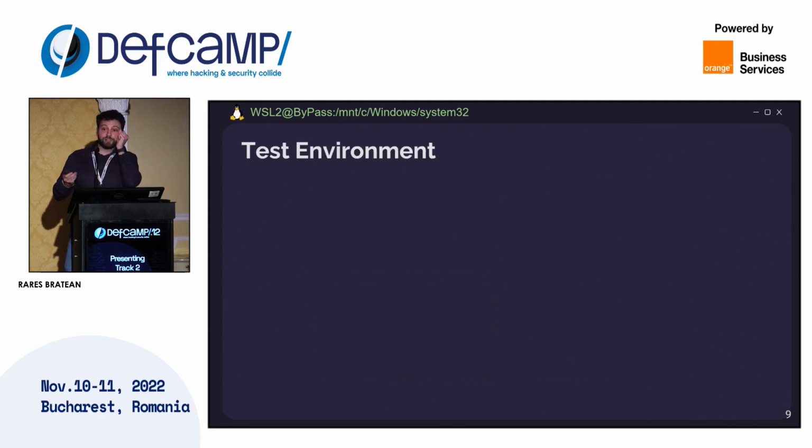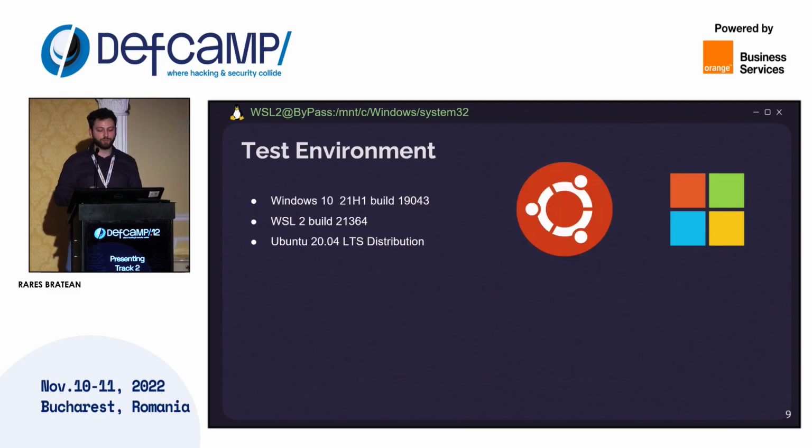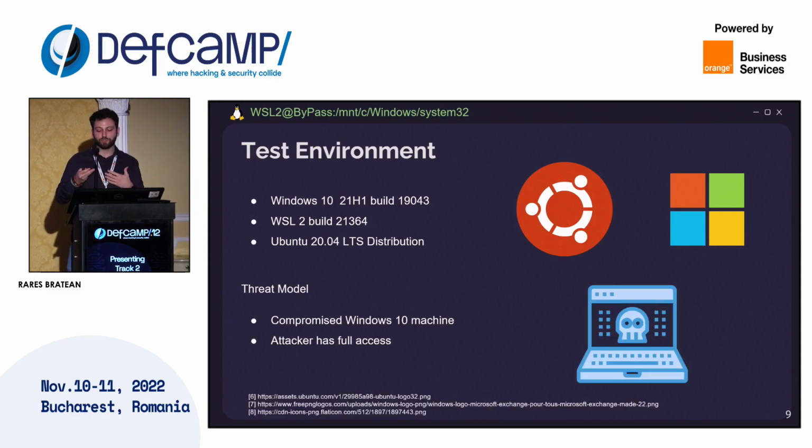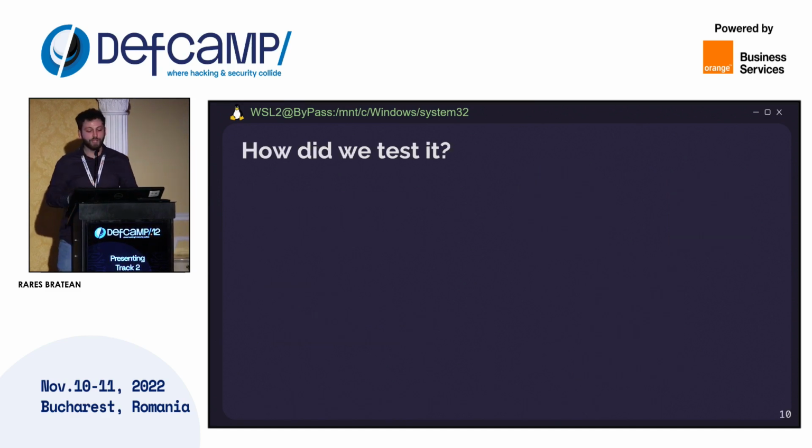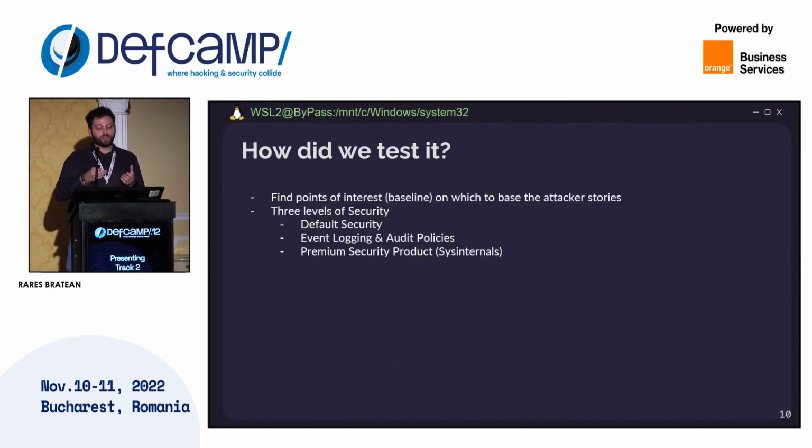So here starts our research, where the test environment was Windows 10 21H1, WSL2, and Ubuntu 20.04 LTS. We started with the threat model of F-Secure, where there was a compromised Windows 10 machine, and the attacker had full access to it. So in the end, how did we test this? We created a baseline called attacker stories, which were ways to test the security of Windows and see how we can bypass it.